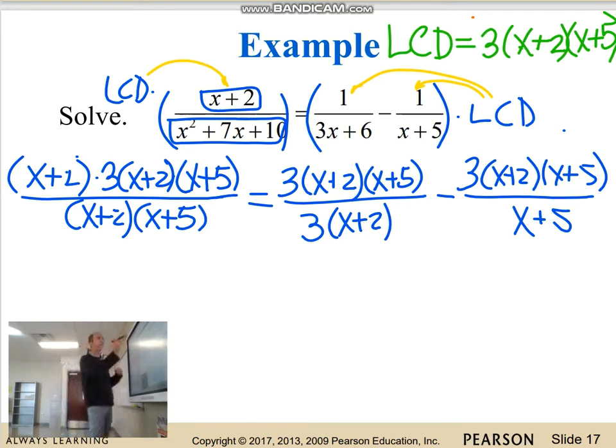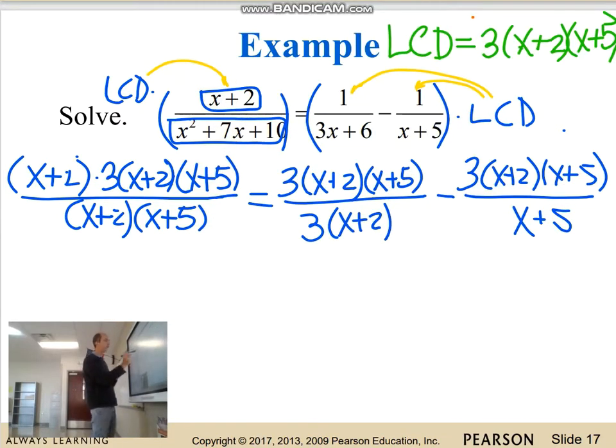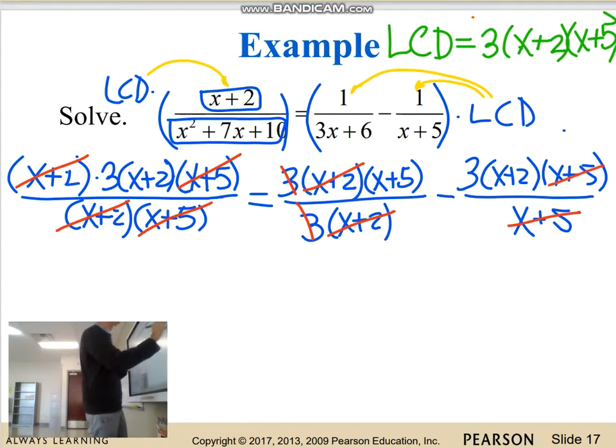It's a huge equation, but don't need to be worried, because now we will check all the things. We will find out all the things that we can simplify, and we can cancel x plus 2 with x plus 2. We can cancel x plus 5 with x plus 5, and we also can simplify 3 with 3, x plus 2 with x plus 2, and on this last fraction we will have x plus 5 and x plus 5. Lots of things that we simplified. We got rid of all the denominators.